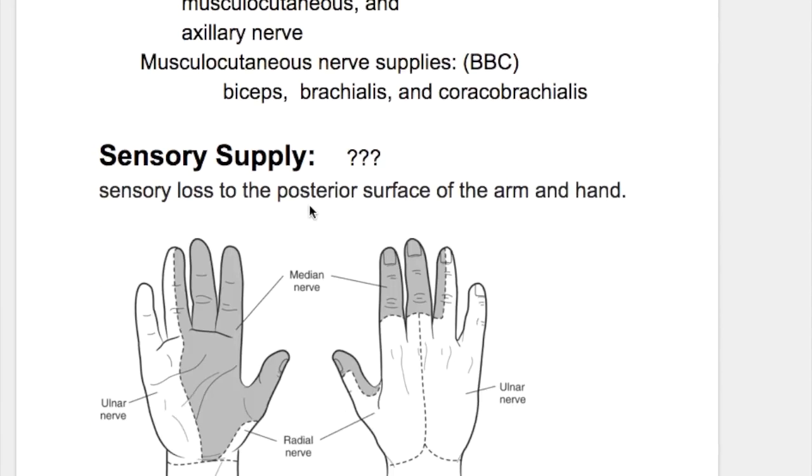There is sensory loss of the posterior surface of the arm and hand because of the radial nerve palsy. It supplies the first web space and the proximal parts of the radial 1.5 digits. The distal part is supplied on the back side by the median nerve, whereas the back of the hand on the radial 1.5 is supplied by the radial nerve.